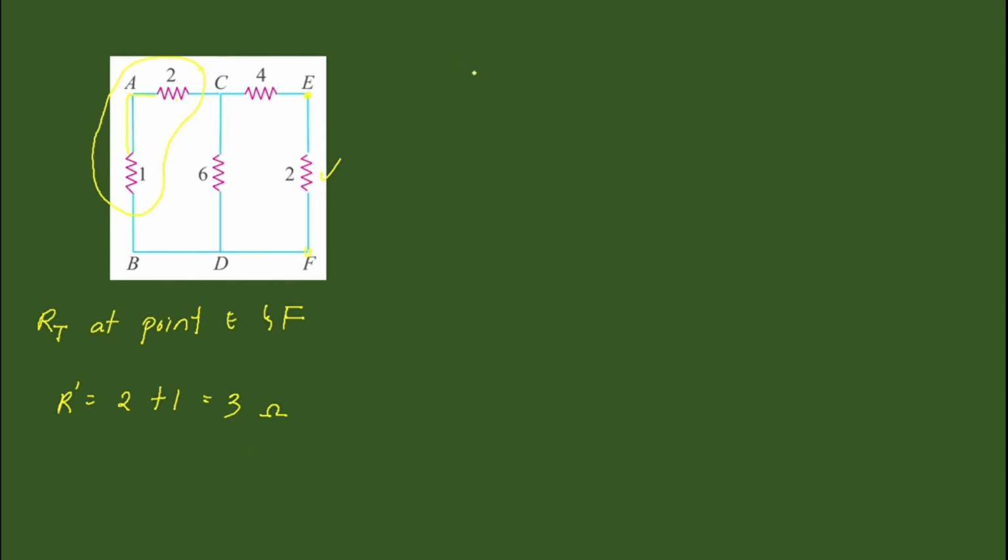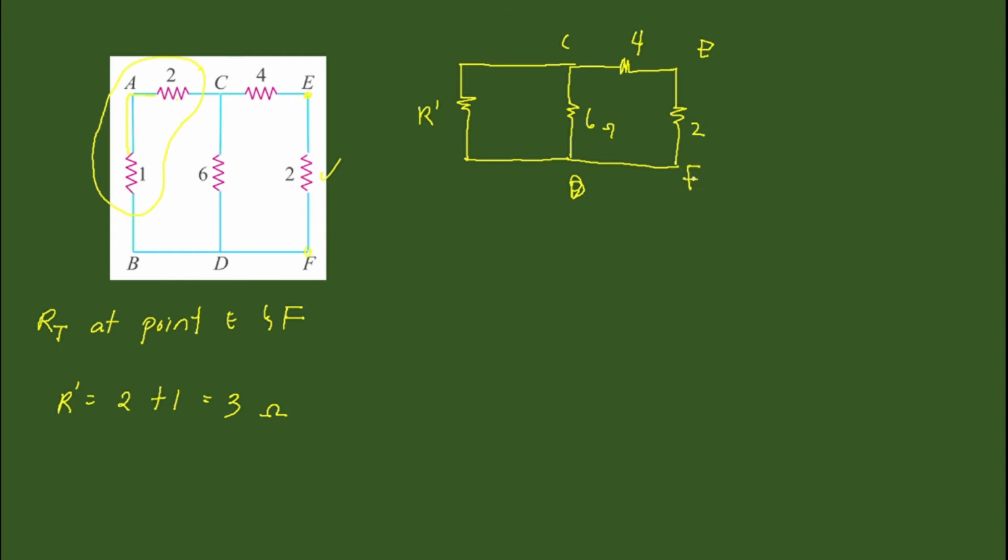Now, redrawing the circuit. So, we have the R prime, and then this is point C and then D, where we now have our 6 ohms. Okay? Point D. Now, they are connected in parallel. Now, here we have the 4 ohms, and then this is E, and then 2 ohms for point F. Okay?